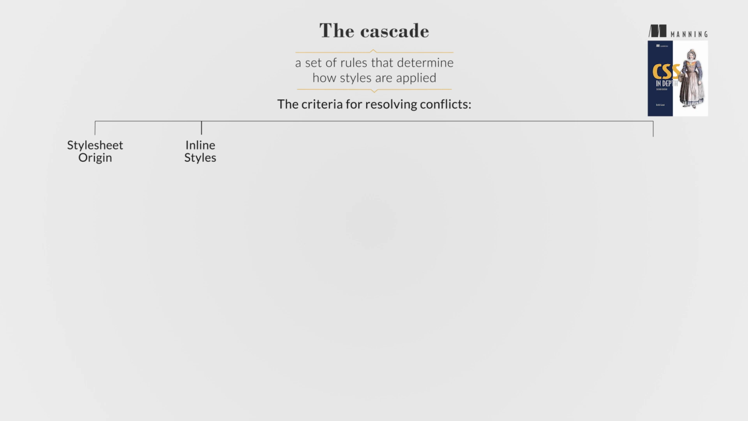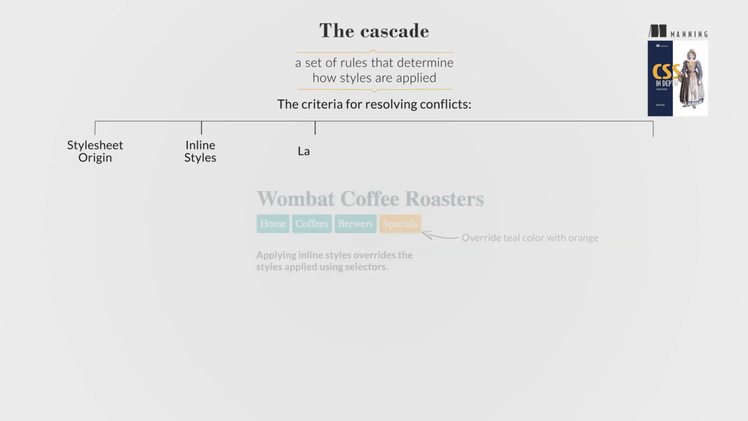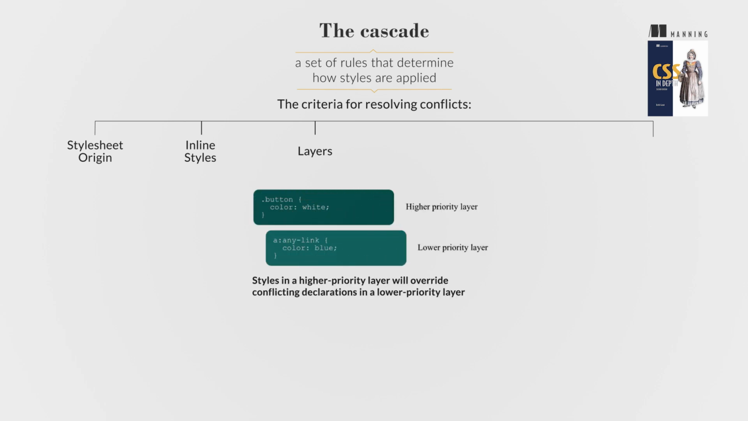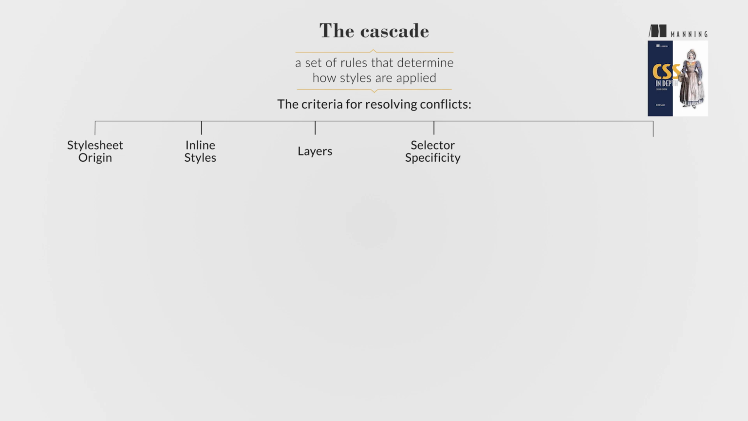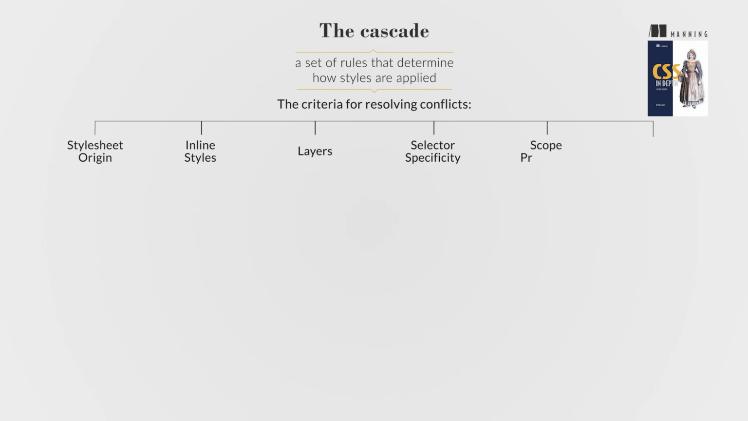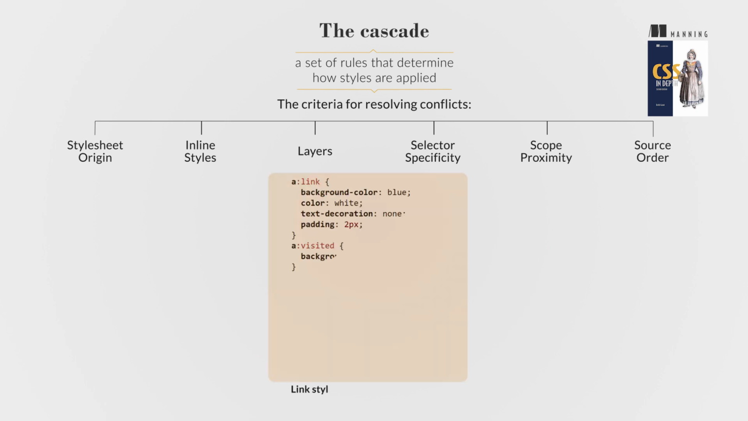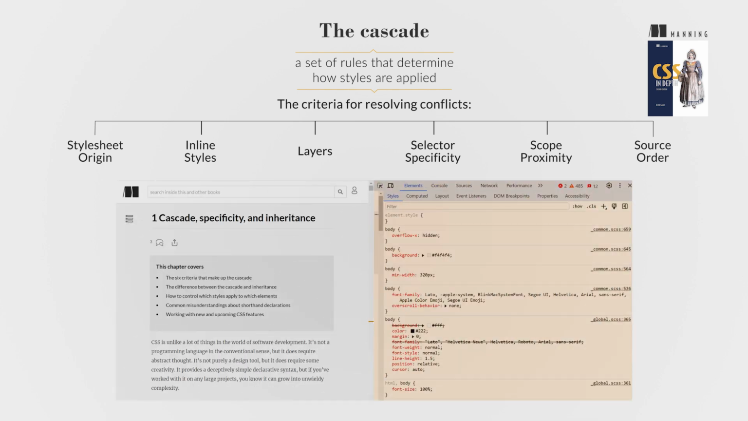Inline styles: styles in the style attribute override style sheet rules. Layers: CSS layers allow for prioritization of style rules. Selector specificity: more specific selectors override less specific ones. Scope proximity: styles scoped to a part of the DOM take priority within that scope. Source order: the last declared style in the CSS takes precedence if all other criteria are equal. Understanding the cascade is vital for writing predictable CSS.